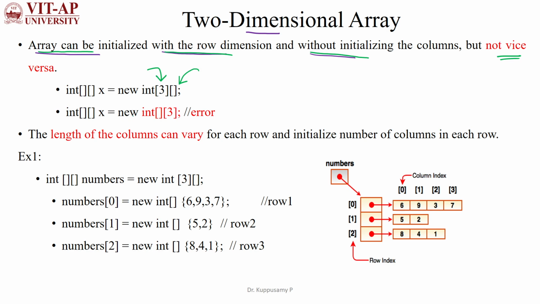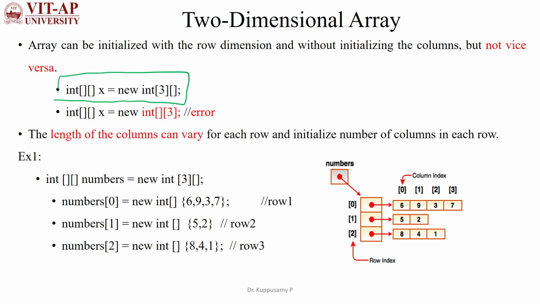You see, suppose when you are not giving the number of rows, but you are declaring the size of the number of columns, this will give you the error, because the number of rows should be mentioned, the number of columns is only optional. The length of the columns can vary for each row and we initialize the number of columns in each row. You see, when you are using it, the column size is optional. So here we are going to use this method. Here number of rows are created and the number of columns is optional.